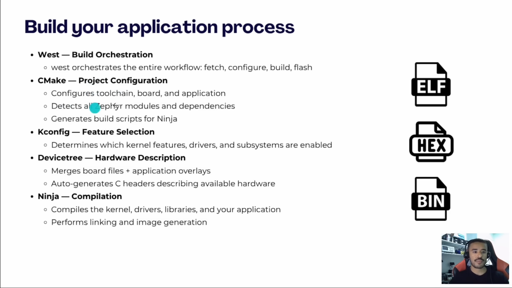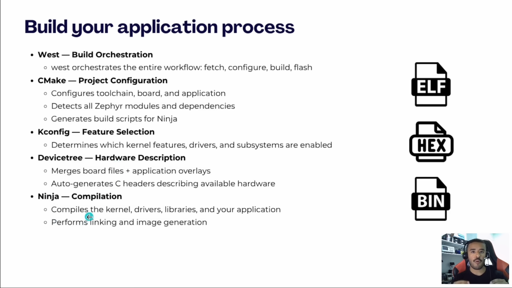For example, CMake. In the CMake configuration, CMake configures the process, selecting, for example, the toolchain, board, application, and all required modules. Kconfig determines which kernel features, drivers, and subsystems are enabled. In the device tree, we describe our hardware, merging the board definition and the application overlay, and generate C headers automatically, for example.